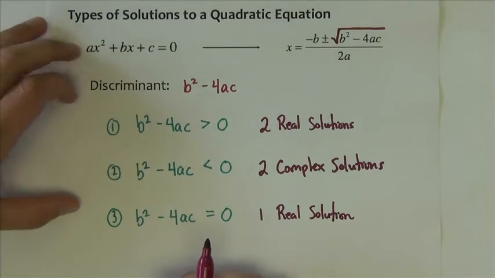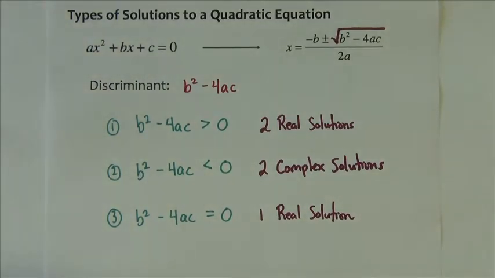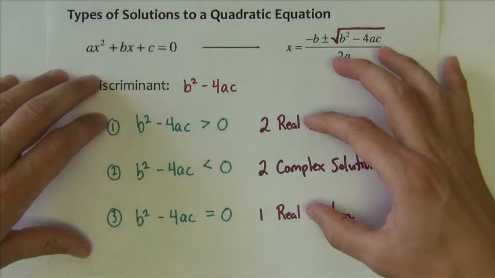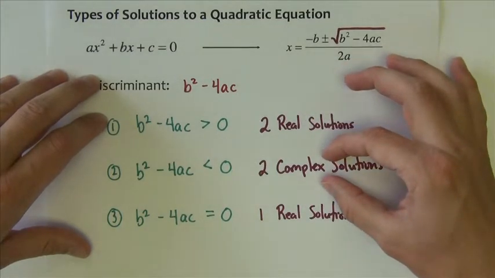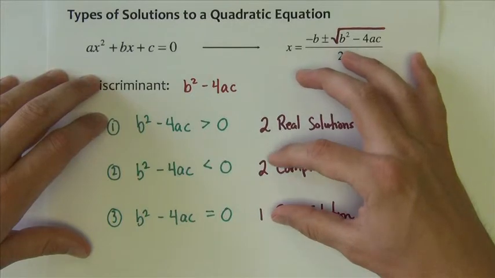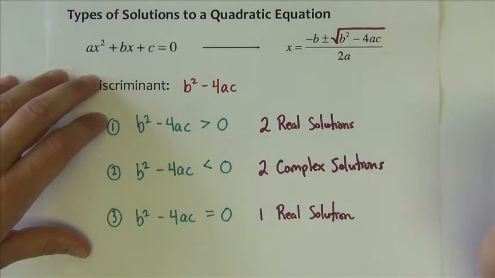So the value of the b squared minus 4ac, the value underneath the square root part of the quadratic formula, tells us two pieces of information. It tells us the type of solution, either real or complex, and it tells us how many solutions we can expect to have, either two or one solution.